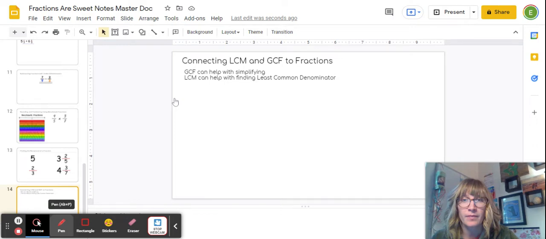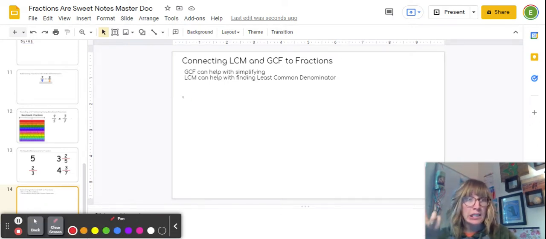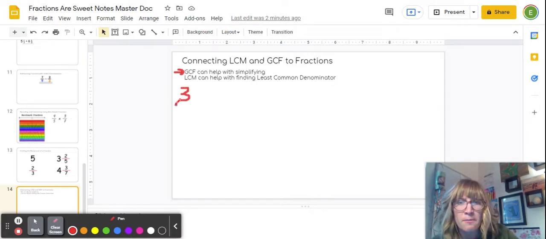Hey guys, so we're going to be thinking about the work that you've been doing with LCM or least common multiples and greatest common factors and how that ties in with fractions. So the GCF can help you. If you find the GCF of two numbers, it can help with simplifying fractions. So say you have a fraction like 3/6 and you want to simplify it.